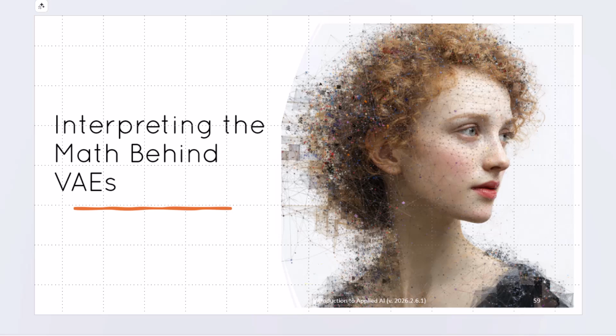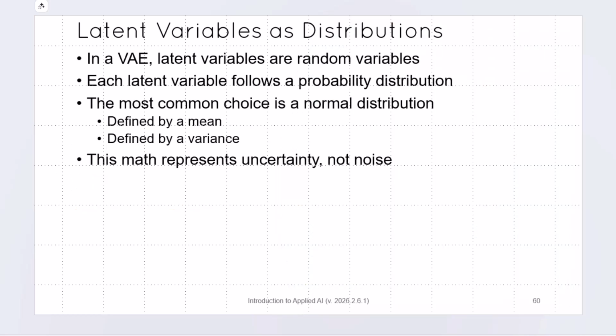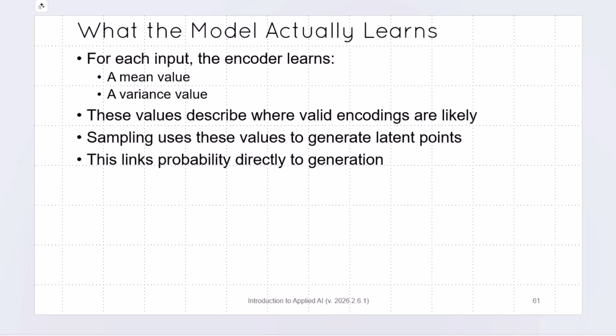So what about interpreting the math behind VAEs? In a VAE, latent variables are random variables. Each latent variable follows a probability distribution, and the most common choice is the Gaussian or normal distribution. This is defined by a mean and a variance. The math represents uncertainty, not noise.